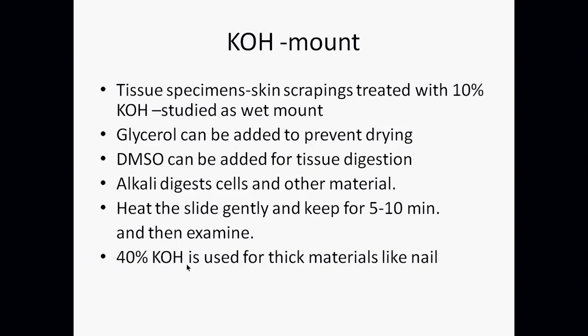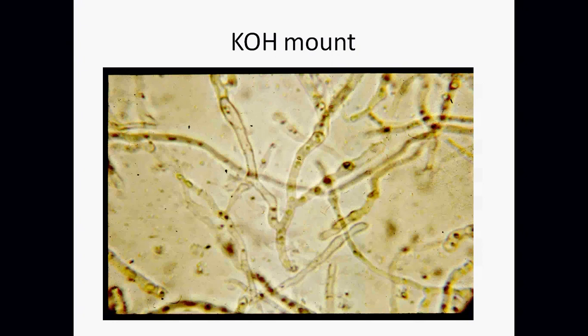Also, for some tissues received in histopathology, usually the tissue is put into a test tube containing 20 to 40% KOH and kept overnight to allow digestion of the tissues. The next day we prepare a microscopic slide or KOH mount and then look for fungal tissue. So these are the preparations with the help of KOH.